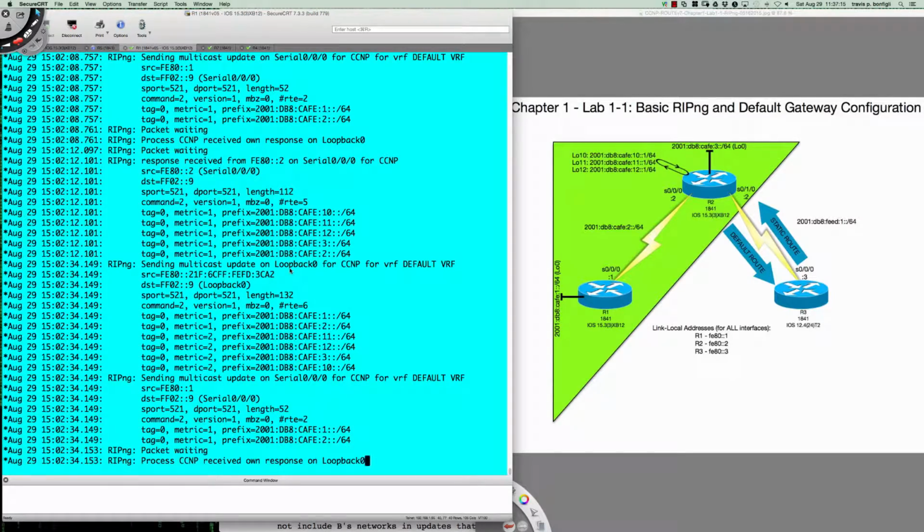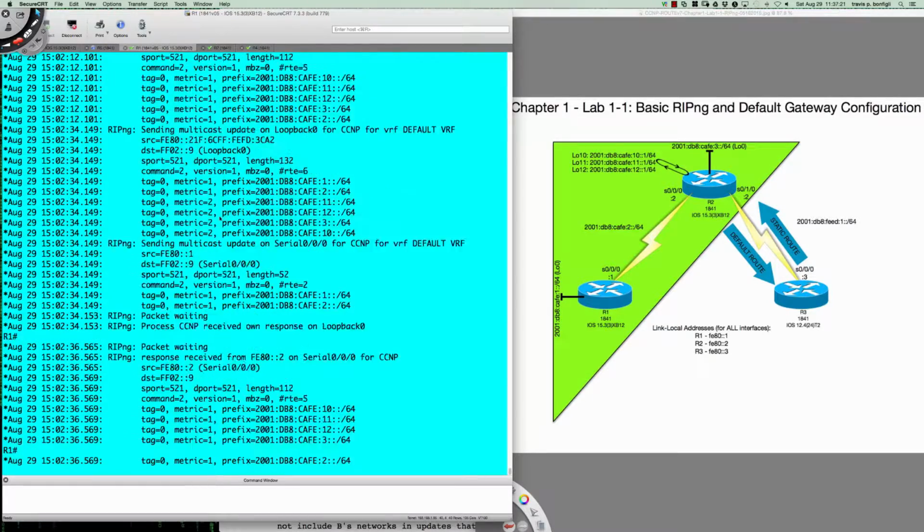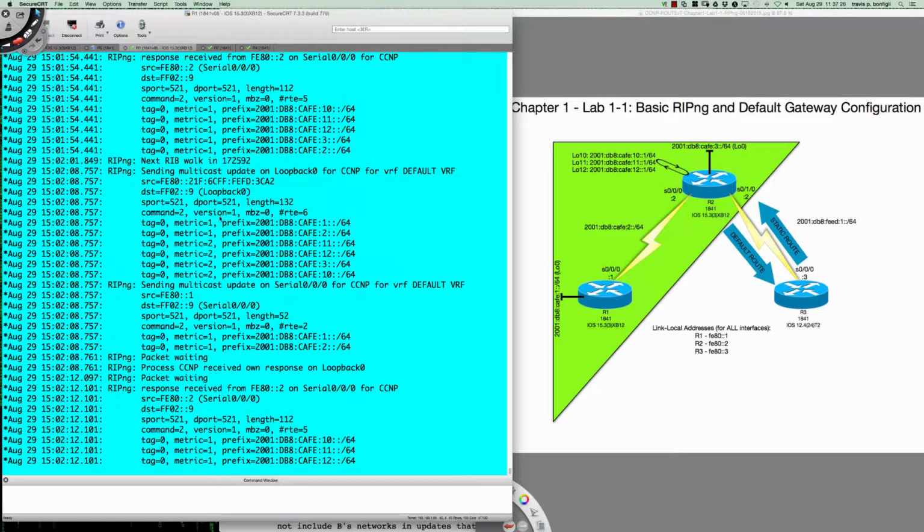Now, I think we just saw what I was looking for there. So let me go ahead and say undebug all. And let's scroll back just a skosh here, and received. That is what we're looking for, is what we're receiving. And then what we're sending. Okay, so in the debug output here, let's take a look at the very top. So it says RIPng, response received from FE80::2. Now we know that that's referring to this interface, and again, on router 2.